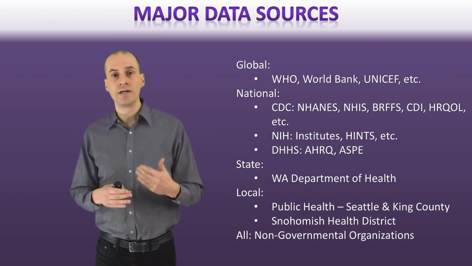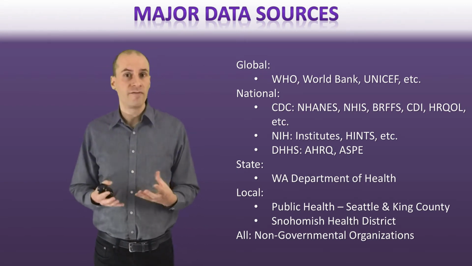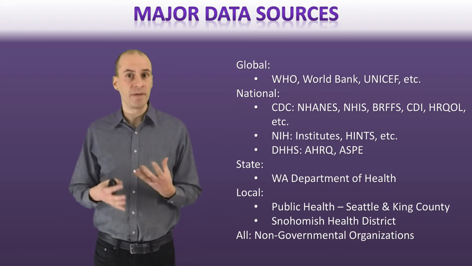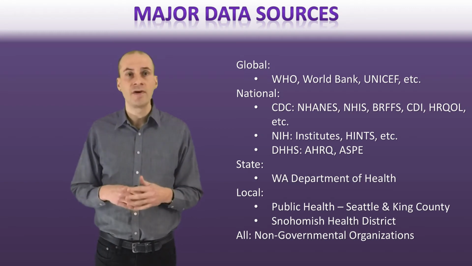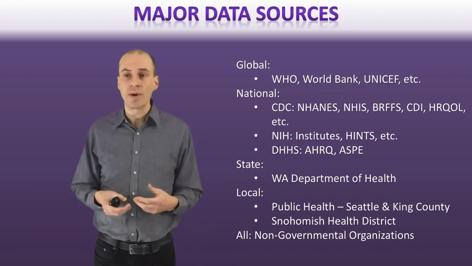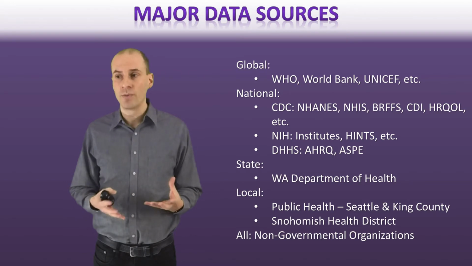Now then you can descend into the state level. So the state level also has a lot of information that you can access. So the Washington State Department of Health is the main source for state level health resources. And they do a lot of surveys at the state level. They have a lot of data that you can access from the website that you can learn about. And you can also learn more about state priorities with respect to health.